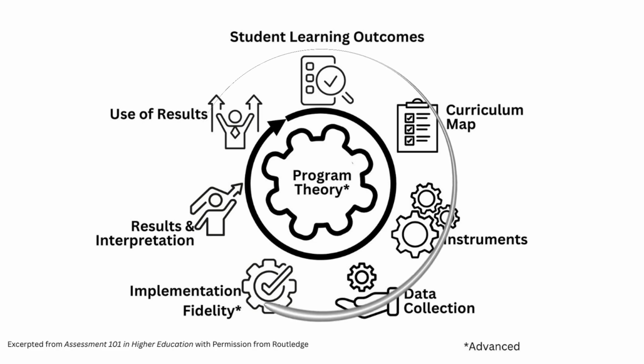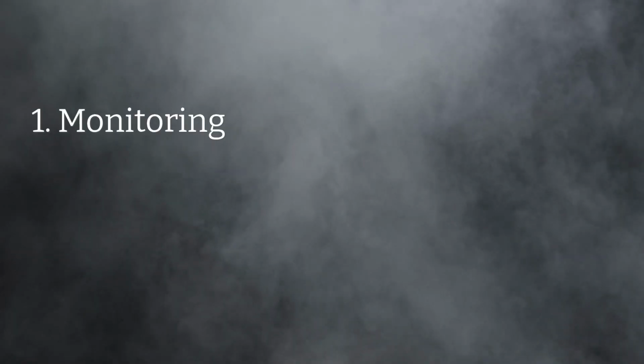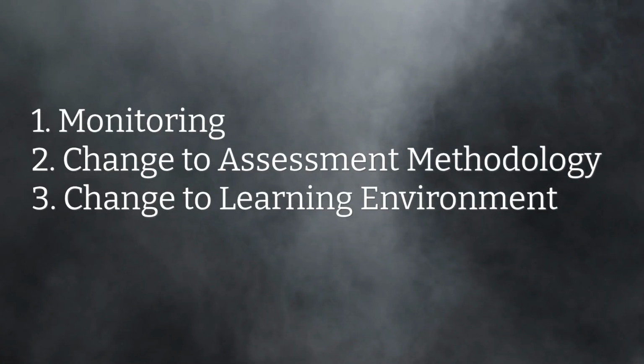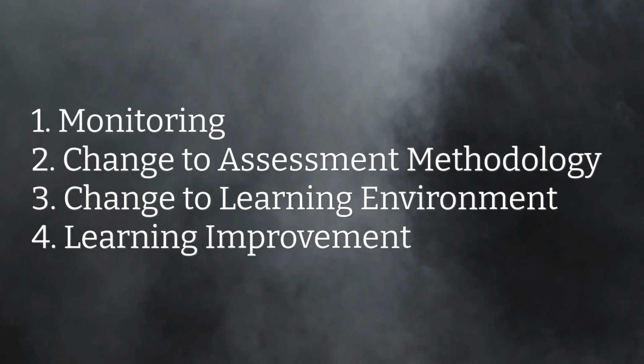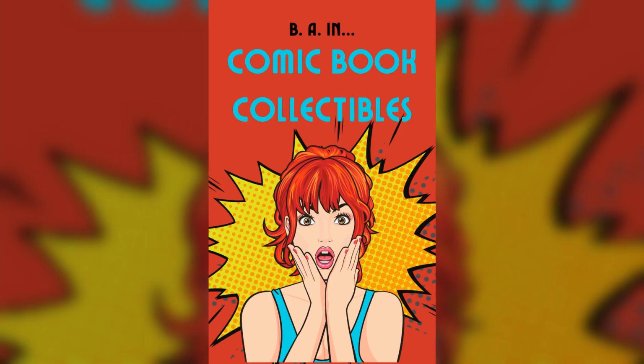We've gone around the assessment cycle and ended up here at the use of results. In this video, we'll talk about 4 ways that programs often respond to results: monitoring, change to assessment methodology, change to the learning environment, and finally, learning improvement. Let's return to our running hypothetical example, the BA in comic book collectibles.